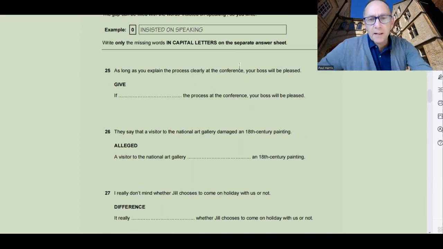Okay, so let's have a look and see what happens with 25. As long as you explain the process clearly at the conference, your boss will be pleased. Okay, so it's worth looking to see what we can say, well, we don't need to write about this. So for example, here, your boss will be pleased. We have here the process at the conference. We can see here, we don't need to talk about that, but we do need to talk about this first part, as long as you explain, and then we've got the adverb here, clearly. This is obviously what we're going to write here.